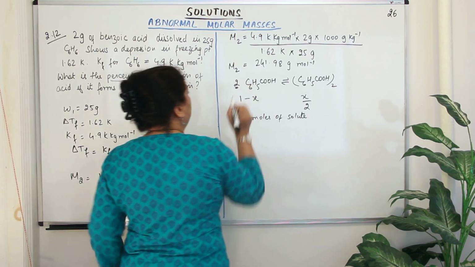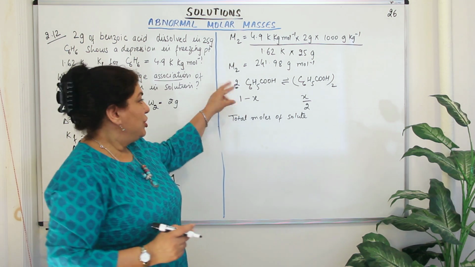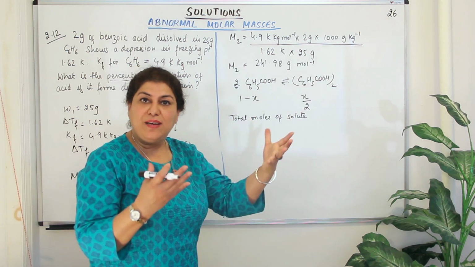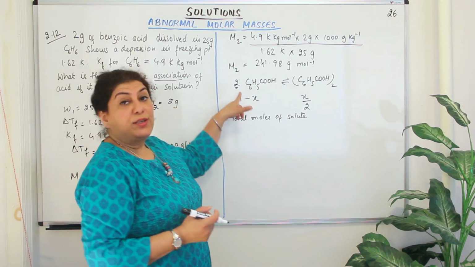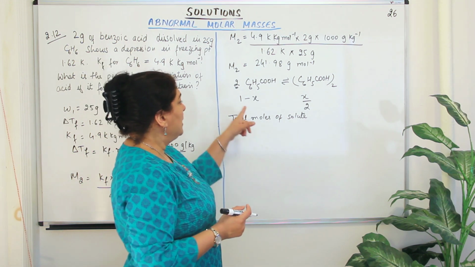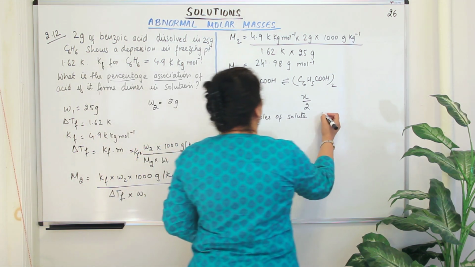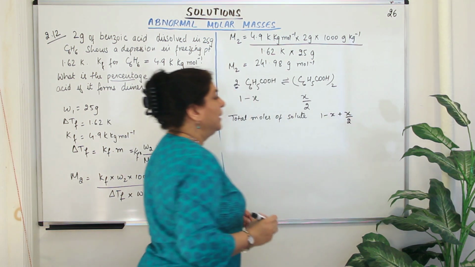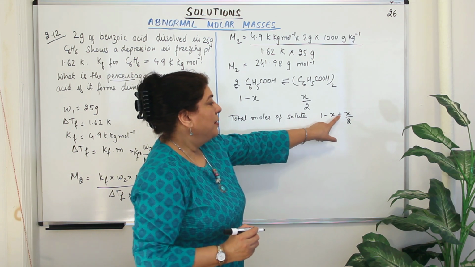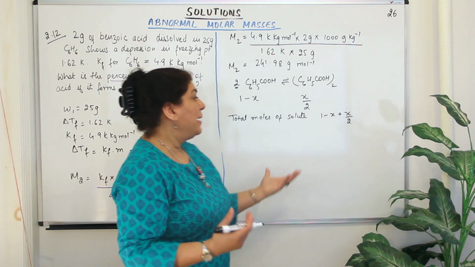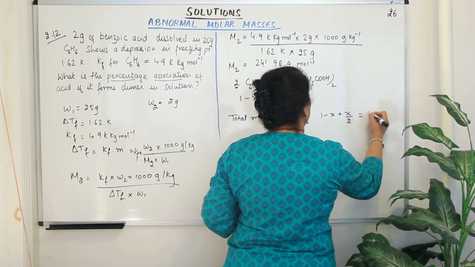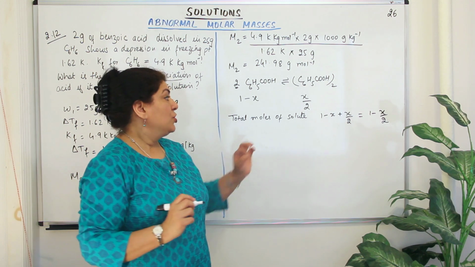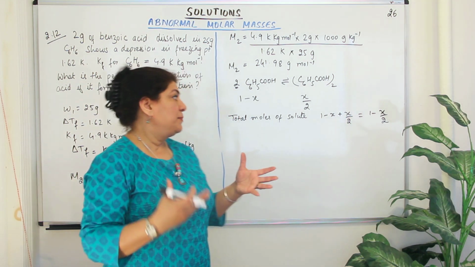Now this 2 does not mean that there are 2 moles of it. We're just talking of 1 whole. The 2 has been put, let us say this is a molecular equation to explain what is the ratio. That's not the actual concentration. So total number of moles of solute according to this would be 1 minus X plus X by 2. Now minus X plus half of X would be minus X by 2. Therefore this would be equal to 1 minus X by 2. I hope I'm clear. So this would be 1 minus X by 2.